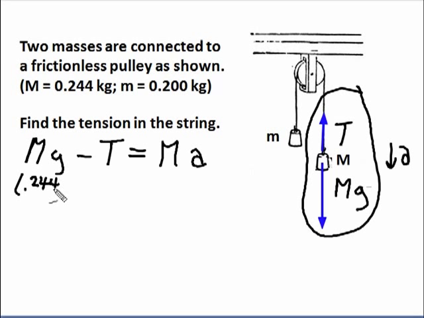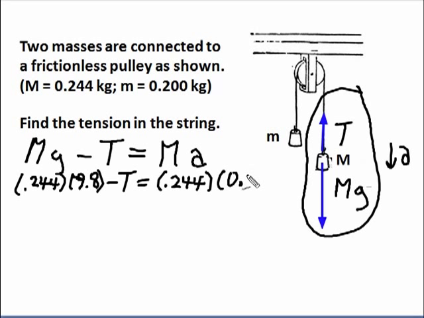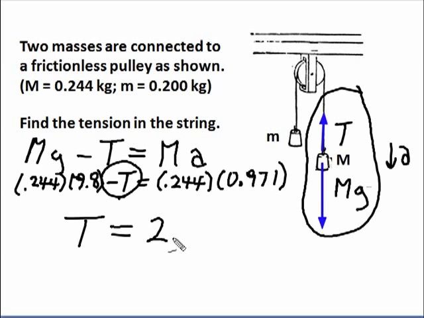0.244 times 9.8, and we minus T, which is our unknown. That's what we want to find. And that is equal to, again, 0.244, and the acceleration from the previous parts was 0.971. Well, I run that through the calculator, and I find that my unknown T is equal to, when I round it off to two significant figures, it will be 2.2 newtons.